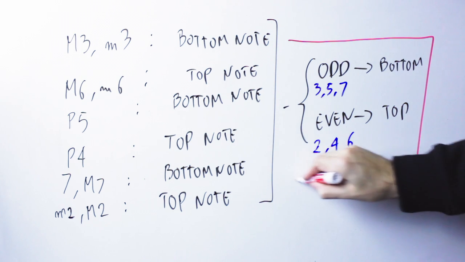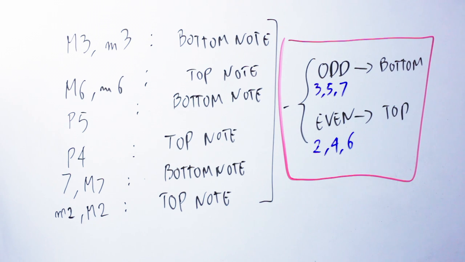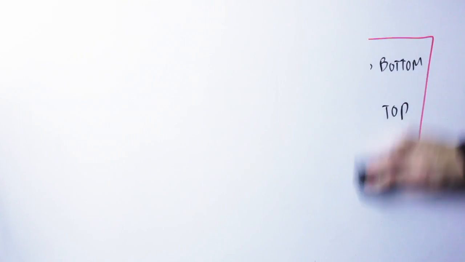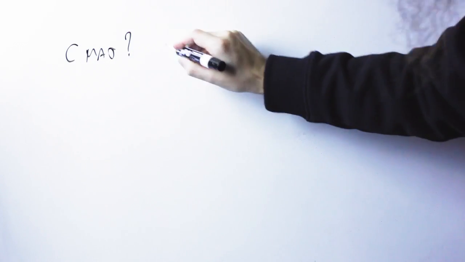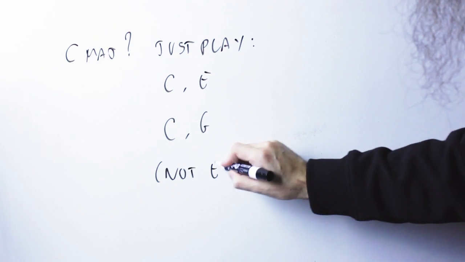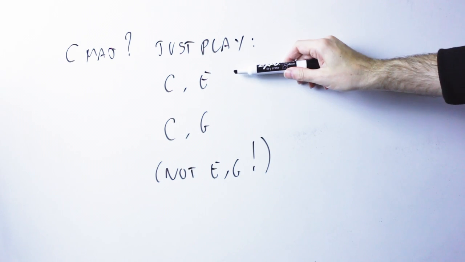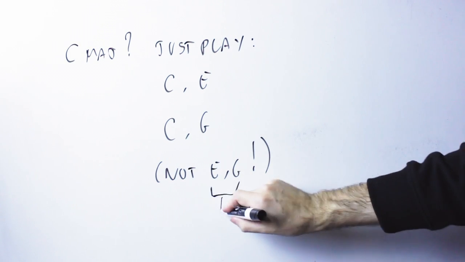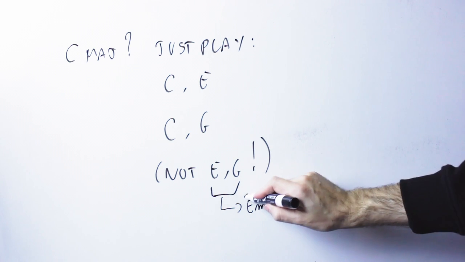Now, why would you need to know all this? Simple. Because sometimes you want to express a chord, and you want this chord to be understood, but you want to use only 2 notes. So, it's important to know which one is the root, so you don't play the wrong 2 notes and come up with something different. If you want to express a C major chord and you want to use only 2 notes, you need to play either C and E, so the root and the third, or C and G, the root and the fifth.